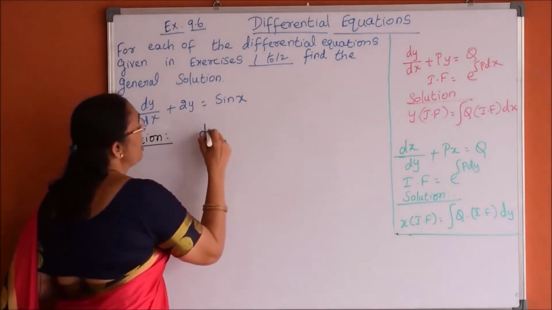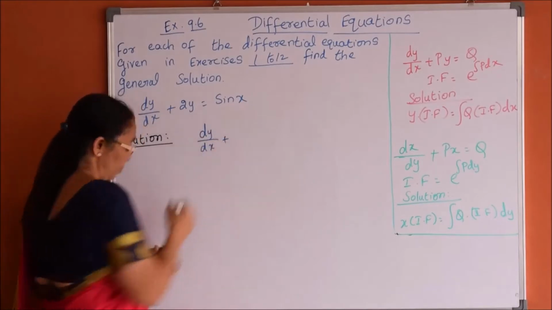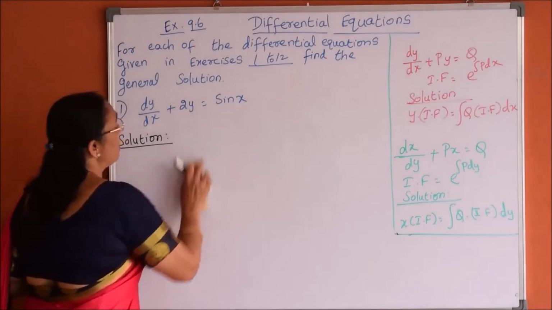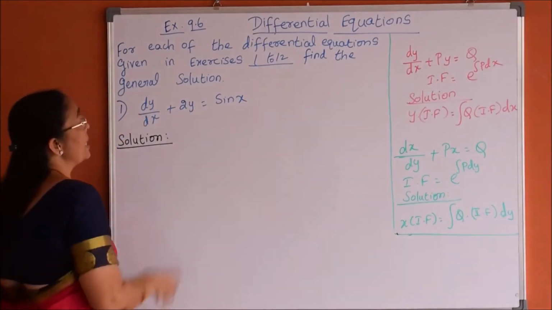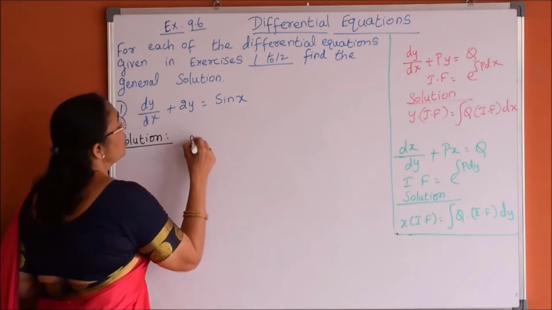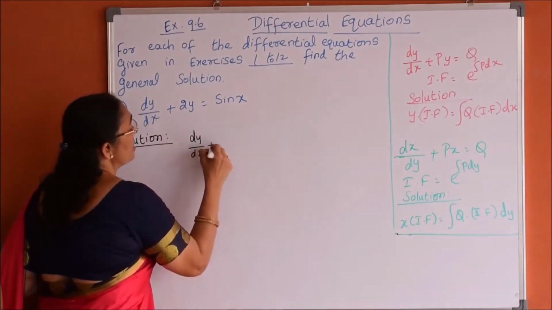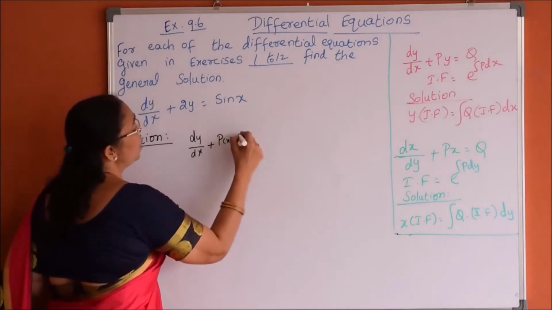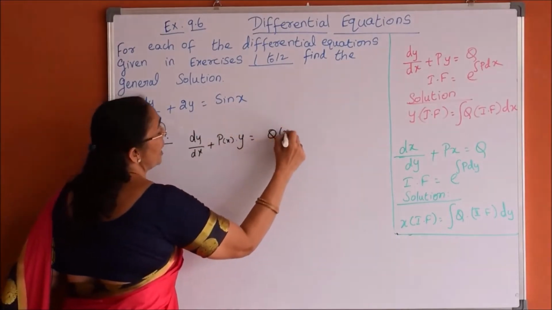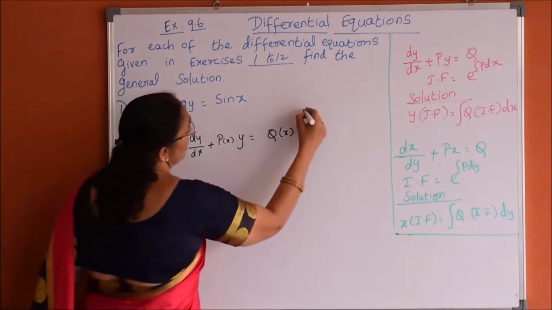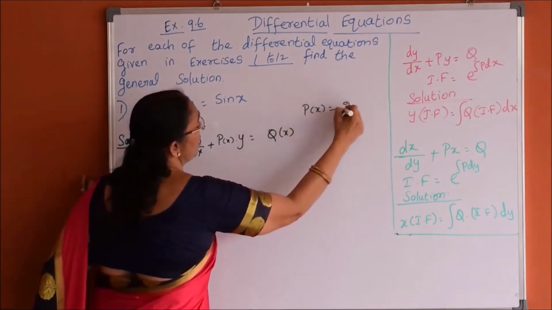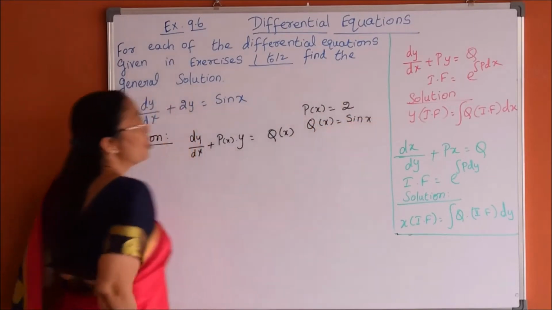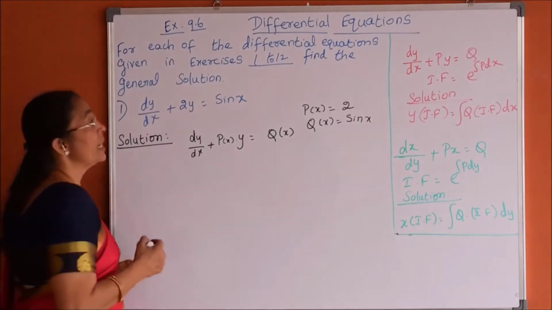That is dy by dx plus p into y. The p should be either constant or function of x. So, dy by dx plus p of x into y is equal to q of x. Here our p of x is a constant function 2 and q of x is nothing but sin x. So, for this first we have to find out the integrating factor.